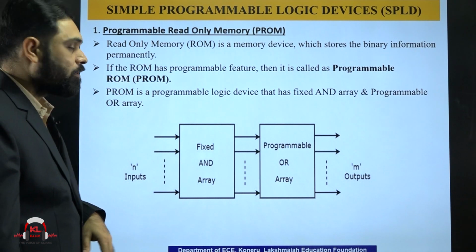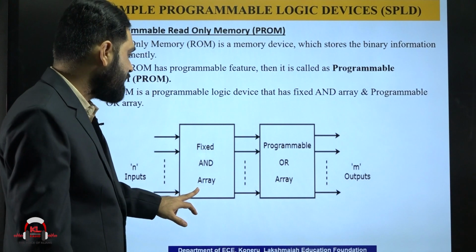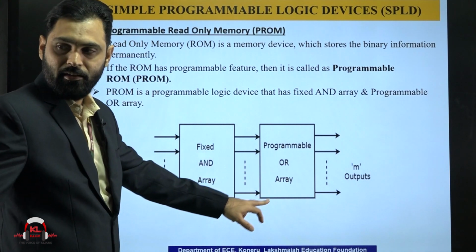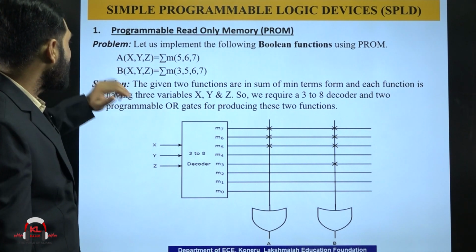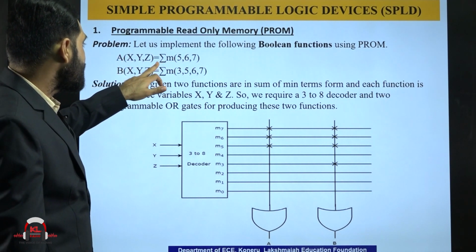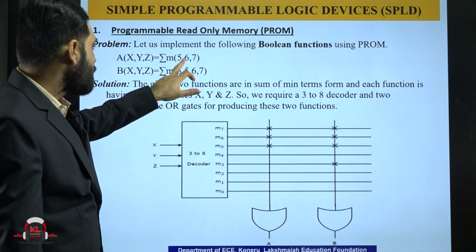So we start with programmable read-only memory, PROM. In the PROM, fixed AND gates and programmable OR gates are there. I am showing one example to you. Here a problem is given: A of x, y, z is equal to sigma m(5, 6, 7). Sum of product form, minterms are followed, 5, 6, 7.